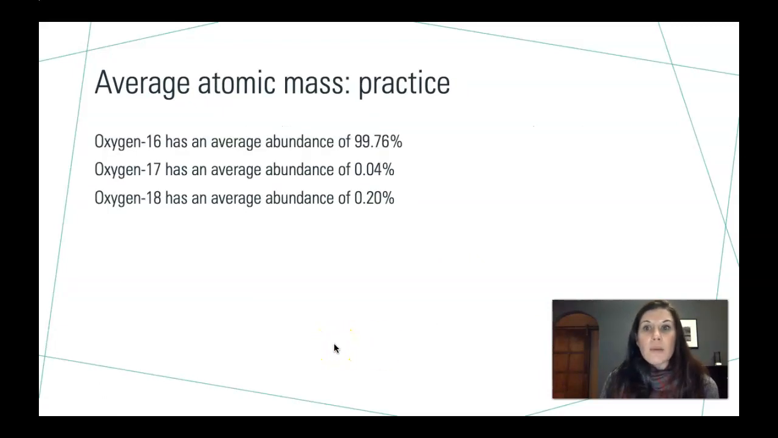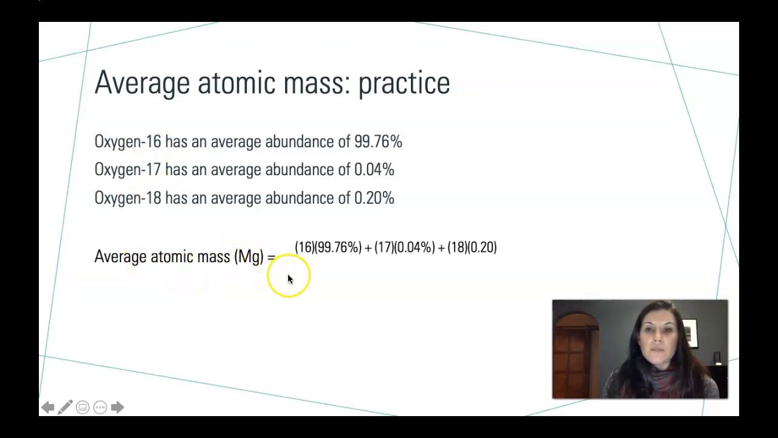All right, average atomic mass of oxygen. We have 3 isotopes this time. Oxygen 16, 17, and 18. Okay, so oxygen 16 has a mass of 16. It has a relative abundance of 99.76. So 99.76% of all the oxygen out there in the universe is oxygen 16.